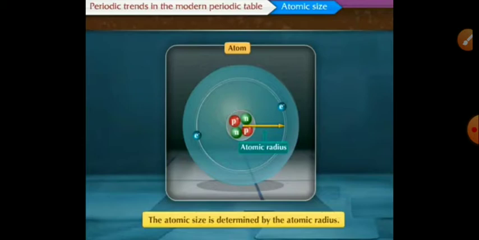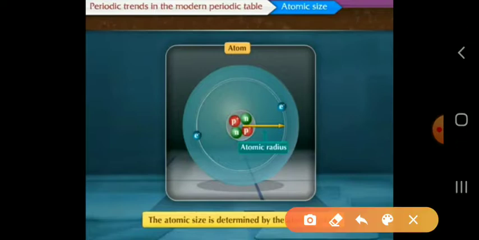Let us see here atomic size. How do we determine the atomic size? The atomic size is determined with the help of the atomic radius. You can see here, children, that this is the nucleus. From here up to the outermost shell, the distance is called the atomic radius. And by this atomic radius, we determine the size of the atom.